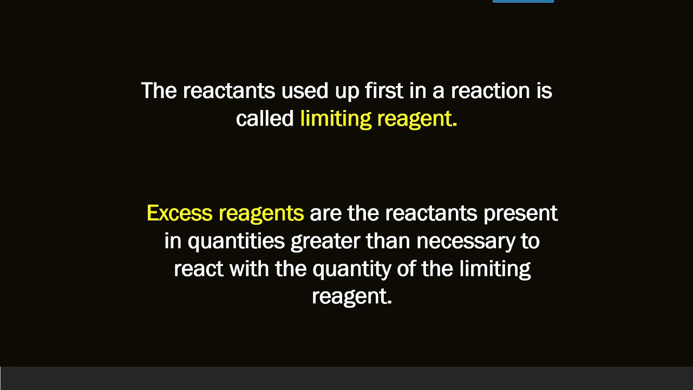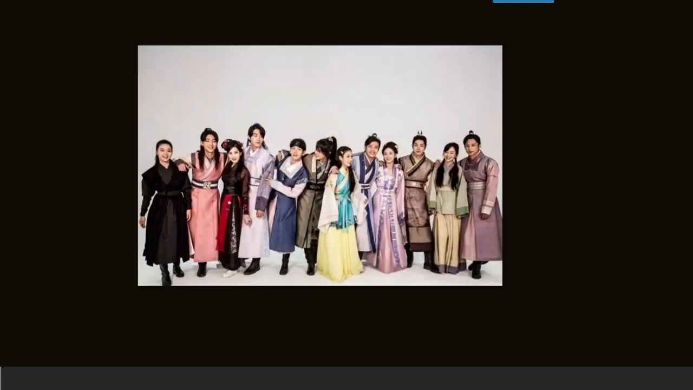The reactant used up first in a reaction is called the limiting reagent. Why? Because the maximum amount of product formed depends on how much of this reactant was originally present. When this reactant is used up, no more product can be formed. We can now define excess reagents: these are the reactants present in quantities greater than necessary to react with the quantity of the limiting reagent.